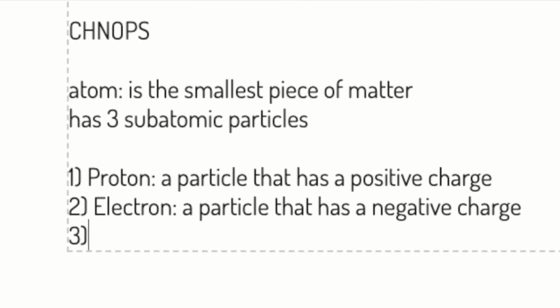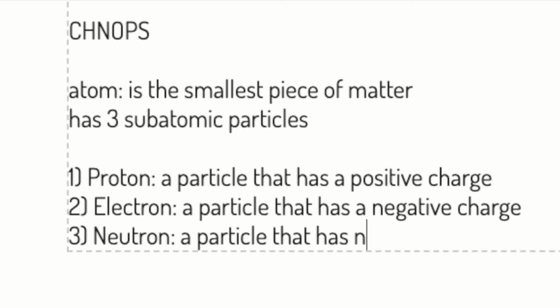Okay, and then the third one is called a neutron. A neutron is a subatomic particle that has a neutral charge, so there's no charge. A particle that has no charge, so it's neutral.